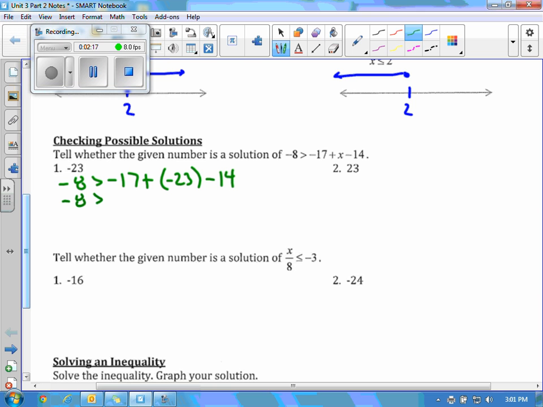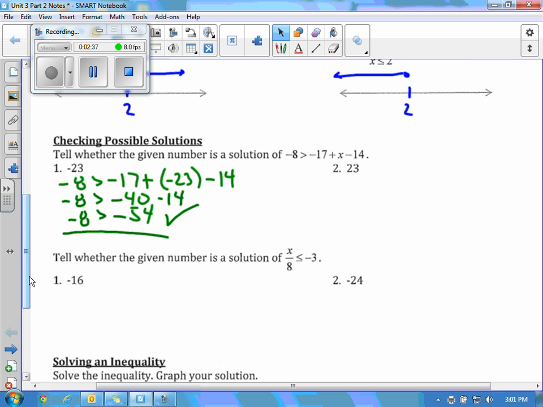So -17 plus -23 is going to give me -40. -40 minus 14 is going to be -54. So now I see if it's a solution or not by looking at this. This says -8 is greater than -54, which is true. So yes, that is a solution. I'll let you guys try number 2 there.